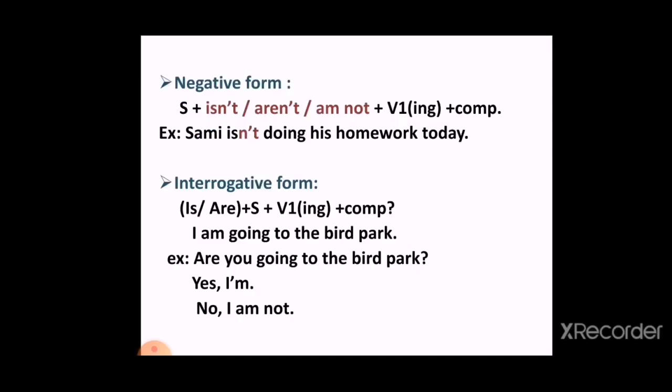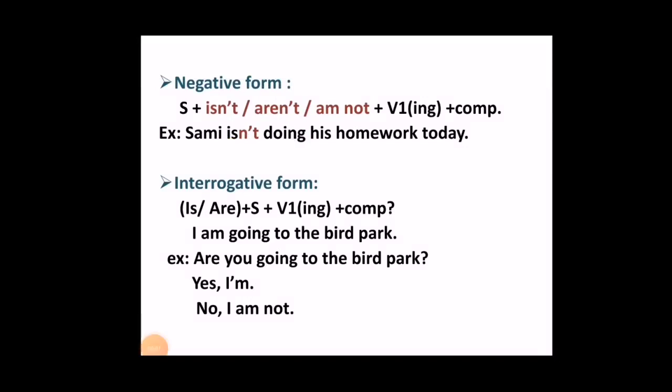The second form is the negative form. How can we negate the sentence? We negate the sentence by adding not to the verb to be. Is becomes isn't, are becomes aren't, am not. We add not to the verb to be plus verb 1 with ing plus complement. Look at this example. Sami isn't doing his homework today. We add not to the verb to be, is. Isn't doing his homework today.